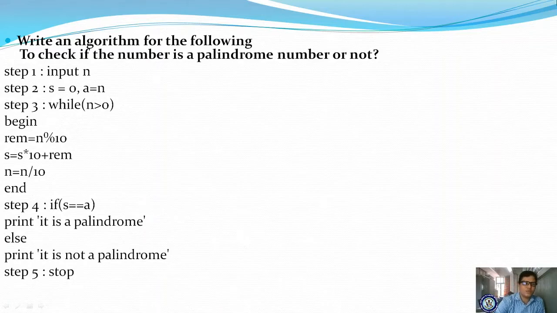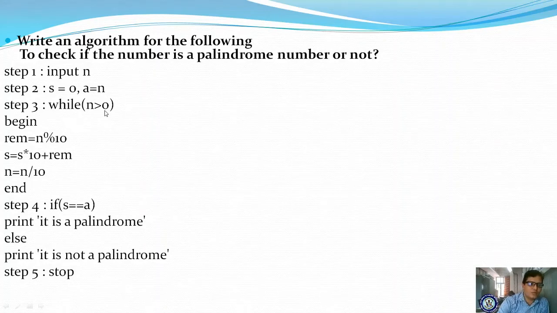In step 1 we are reading the value. So I am reading the value n. What is the value of n? I'm reading 111. Okay, and we require a variable for the sum, that is a summation. I'm treating it as s, and a is equal to n. A means some temporary variable. In the temporary variable I'm storing the n value. What is the n value now? 111.